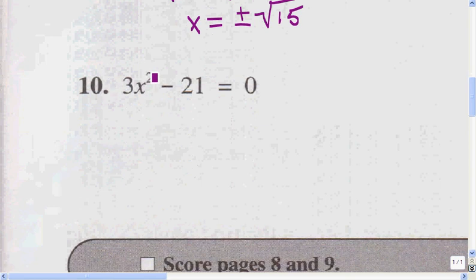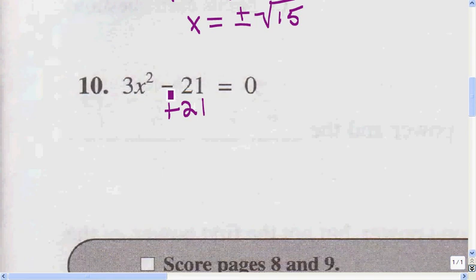I want to isolate the 3x squared. The first thing I need to do is get rid of this 21. I'm going to add 21 because that's the inverse of a negative, a positive. That's going to give me 0, but what I do to one side I have to do to the other to keep the equal sign true. So 3x squared equals 21.